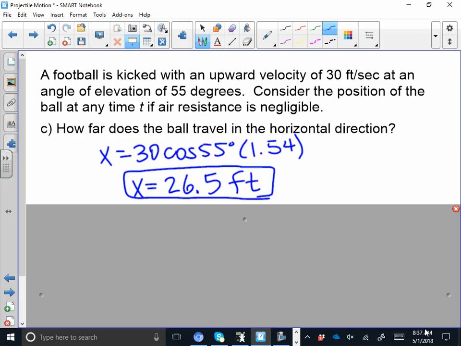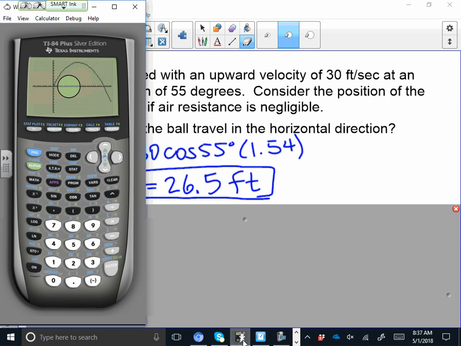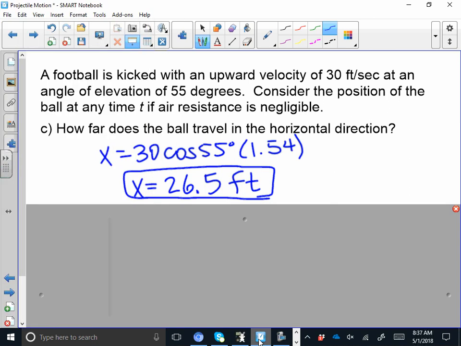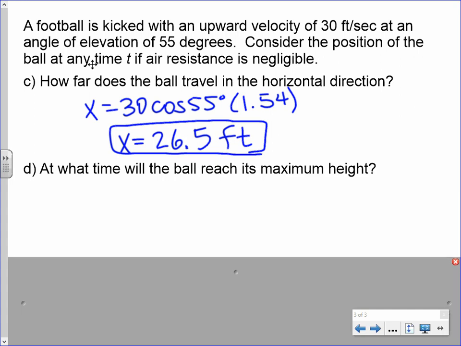Now, if we look at our calculator again, we have a parabola. It's going to happen every time. You kick something into the air, it goes up, it has to come back down. It makes a parabola. What feature of the graph would give us the maximum point? The vertex, right? So when I ask at what time will the ball reach its maximum height, I want the time of the vertex.